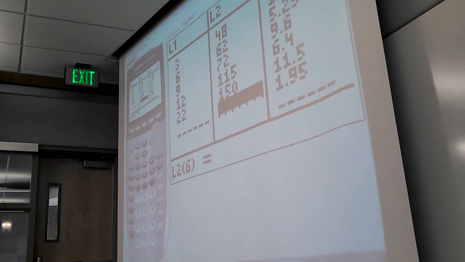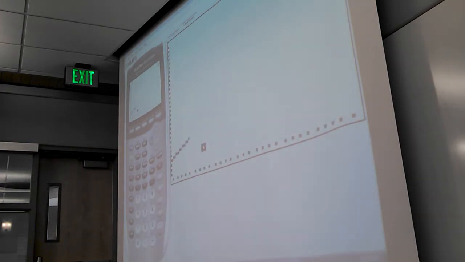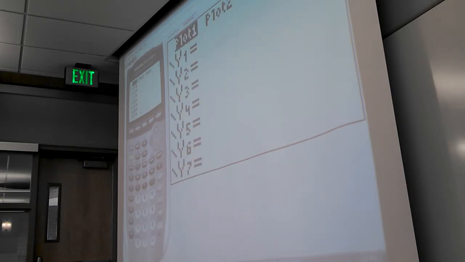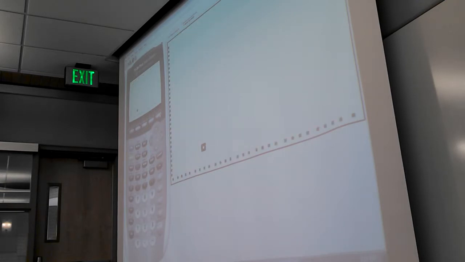Now, if you just hit graph, freaky things will happen. That's not good. So there are two things I need to take care of. One, that line has nothing to do with my data right now, so I want to go to y equals and take that line out of there. Now, how do I see my data? I only see one point there.